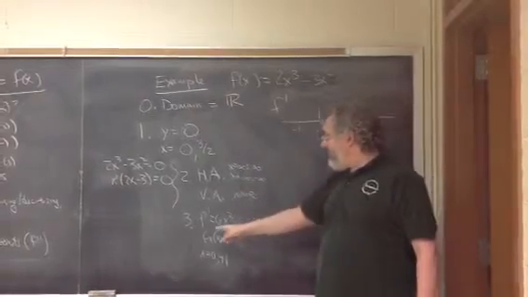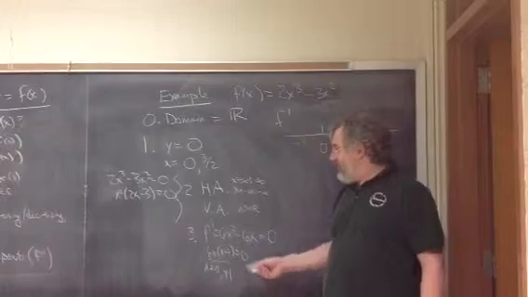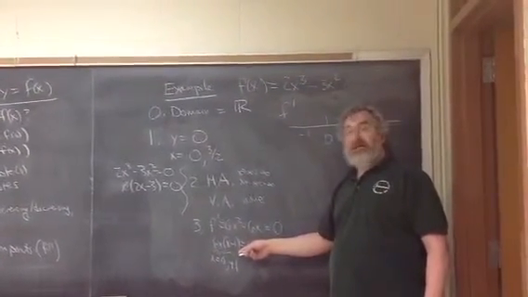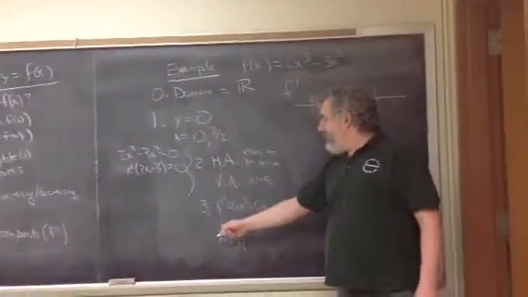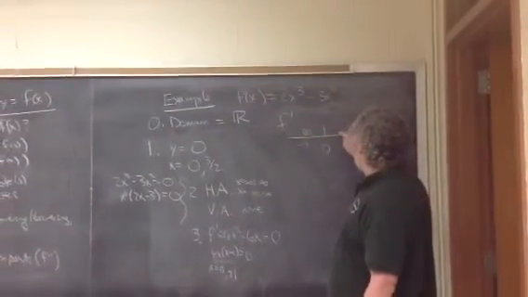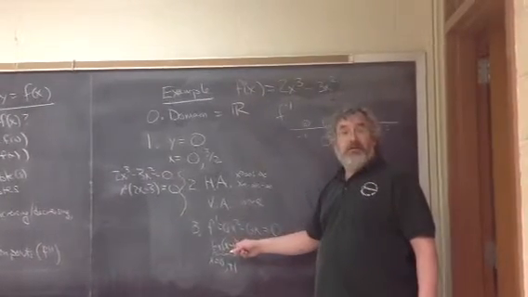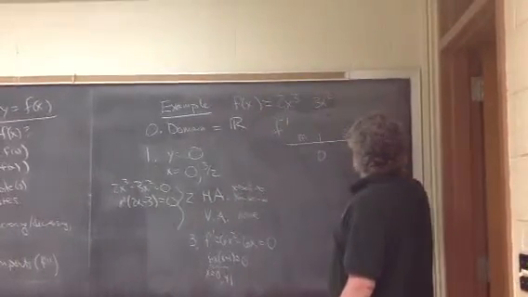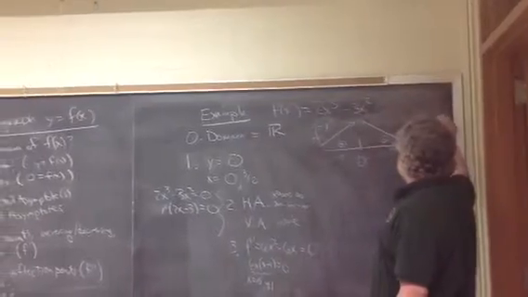Plug minus 1 into this derivative. Well, actually, we could use right here. We care if it's plus or minus. Put a minus 1 in. You get minus, minus. Minus times minus is plus. Put a 0.5 in. You get plus, minus. Plus times minus is minus. Put a 2 in. You get plus, plus. Plus times plus is plus. So we have increasing, decreasing, increasing.